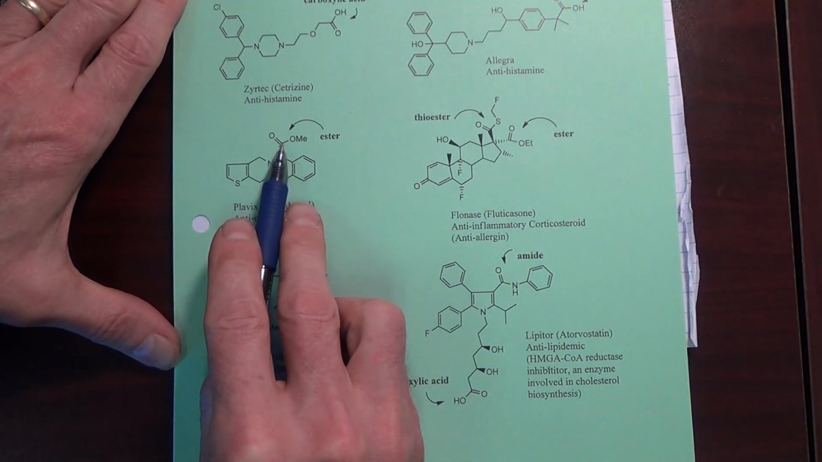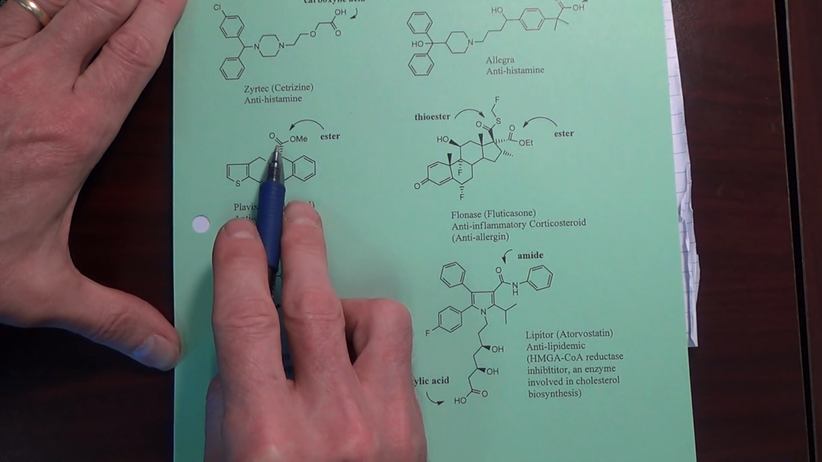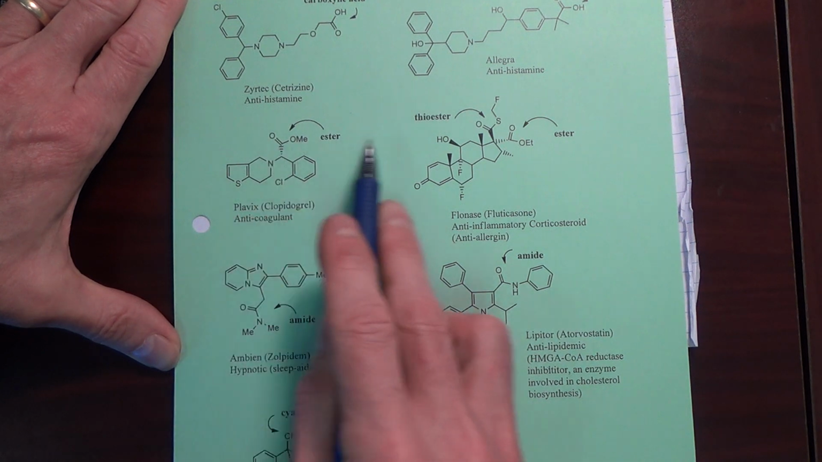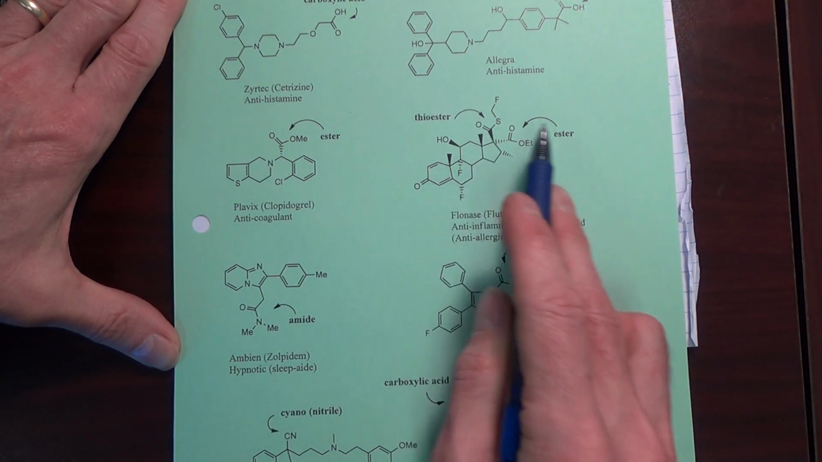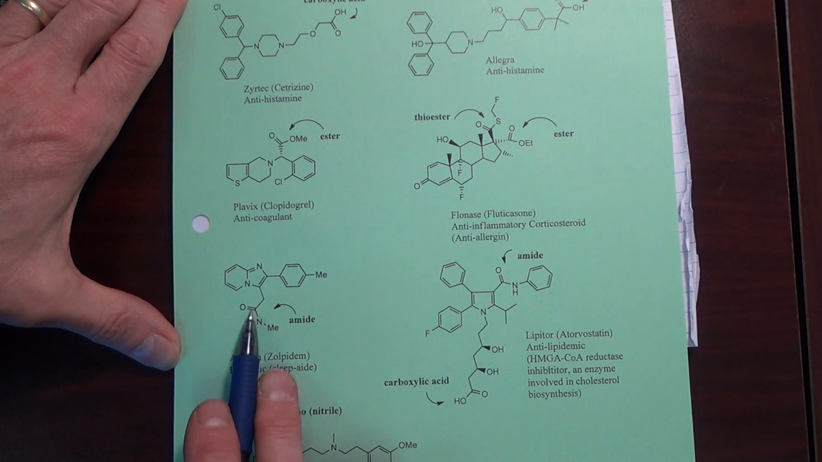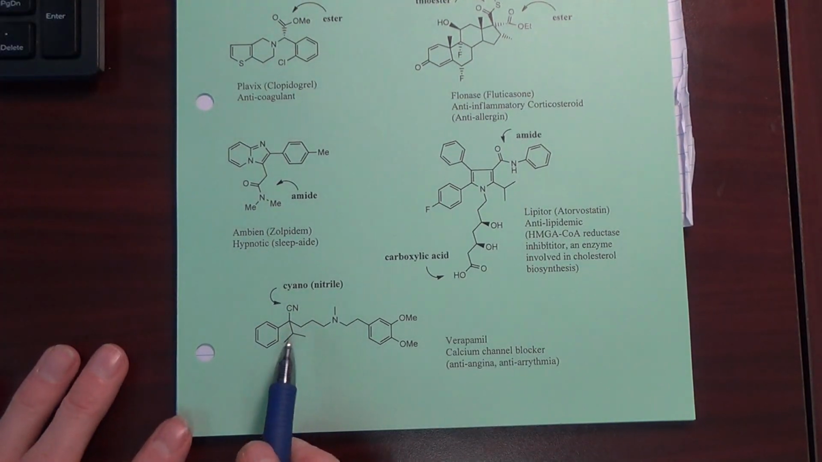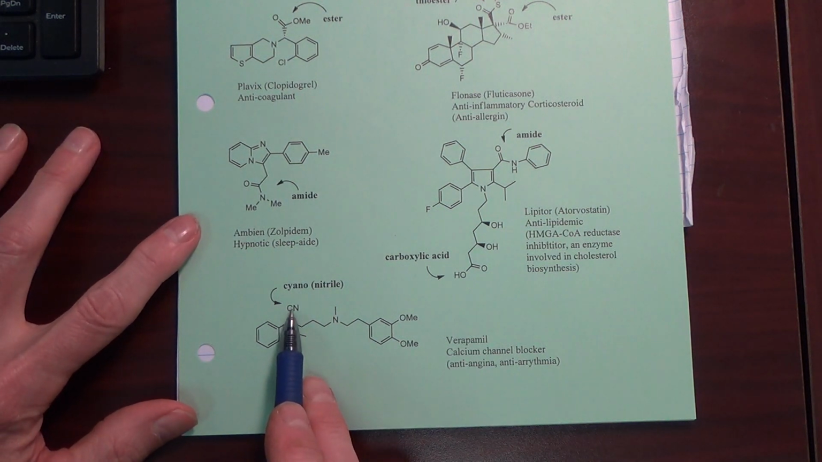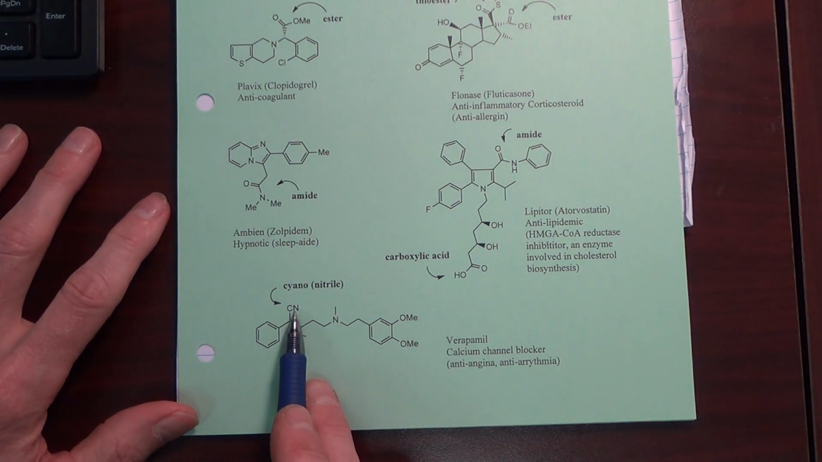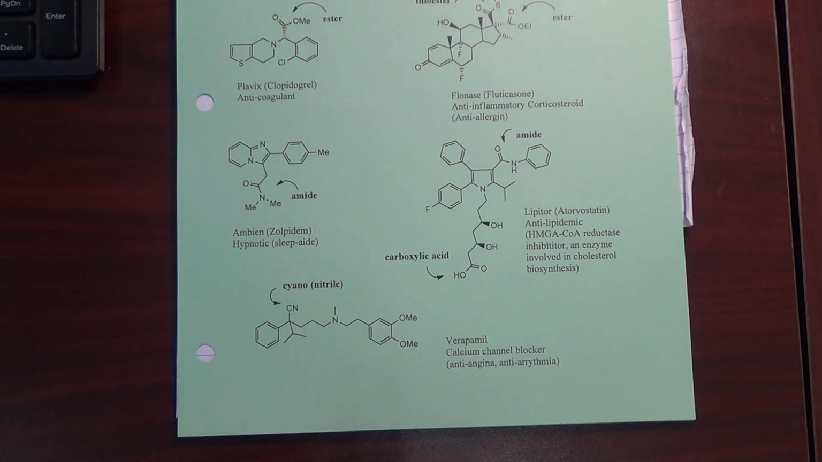Same thing for an ester, 3 bonds to a more electronegative atom. The carbon of the carbonyl does. Thioester, amide. Carbonyl carbon has 2 bonds to oxygen, 1 nitrogen. So it's 3 bonds to a more electronegative atom. But we also have that in the cyano group. The carbon has 3 bonds to nitrogen. So it's at the same oxidation state as a carboxylic acid. It is an acid derivative even though it doesn't have a carbonyl.